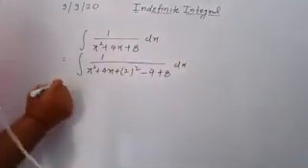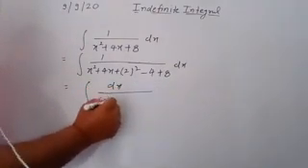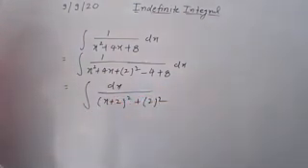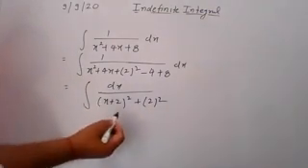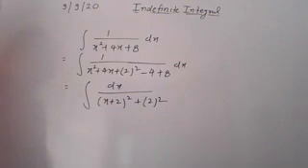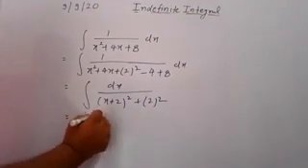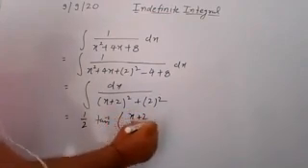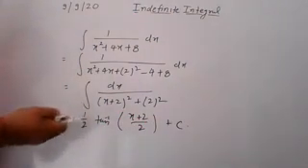You can write it this way: dx upon (x plus 2) whole square plus 4, and 4 is what? Square of 2. And that is in the form of 1 upon x square plus a square, and its integration is 1 upon a tan inverse x by a. So applying it, 1 upon a means 1 upon 2, tan inverse x by a means (x plus 2) by 2, plus c is your answer. So that was asked in 2017.